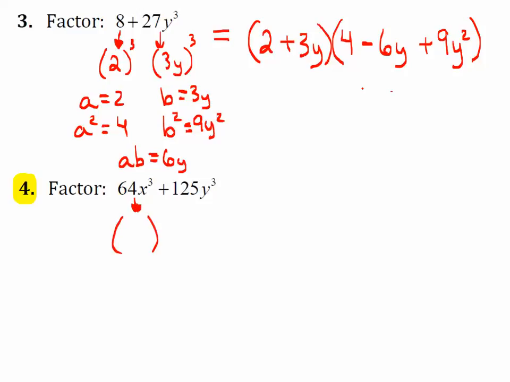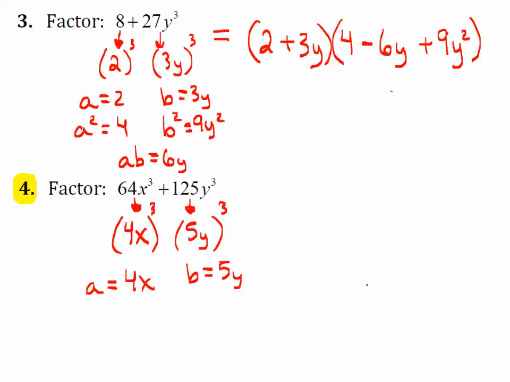Let's go for it. What is being cubed here? 4, right? 4 times 4 times 4 is 64. And with an x. All right, what is being cubed here? Yeah, 5y, right? Don't forget the variable in there. So a is 4x, b is 5y, and let you guys finish it off.